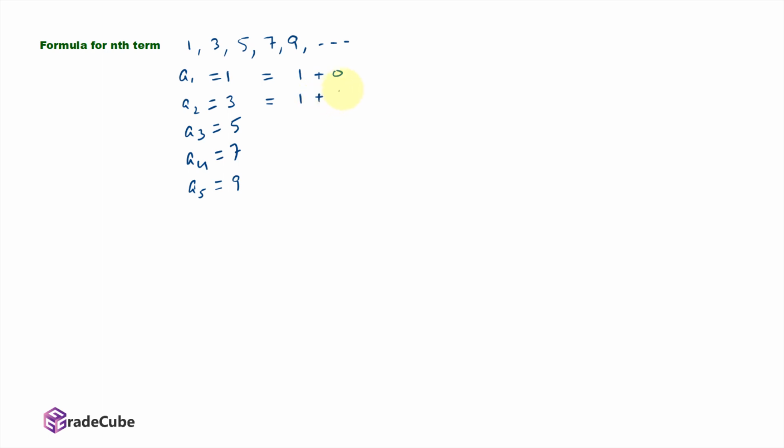Then 1 plus 2. Then 1 plus 2 plus 2. If I total these numbers, it comes out to be 5. Again 1 plus 2 plus 2 plus 2. These are 2 plus 2 plus 2, 6 plus 1, 7. And finally, I am going to write 1 plus 2 plus 2 plus 2 plus 2. These are 4 times 2 means 8 plus 1 equals 9.